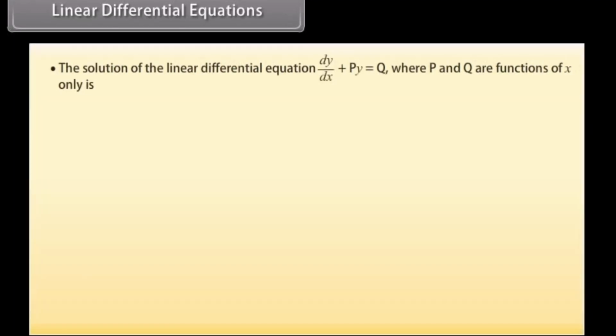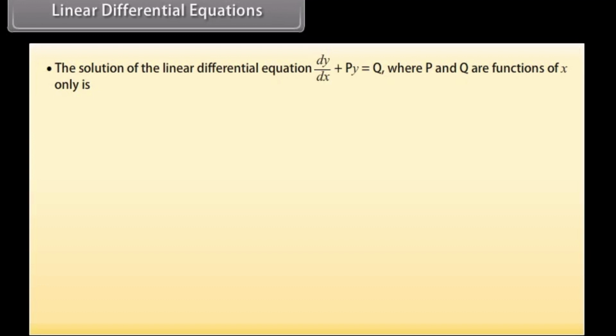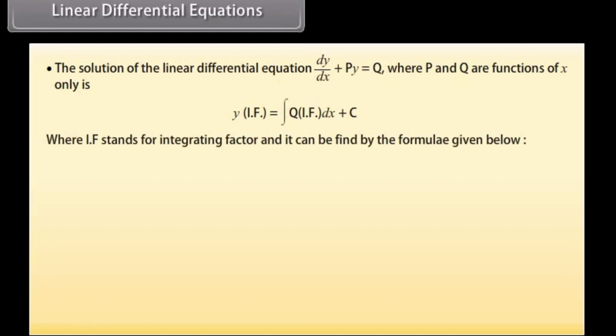Linear differential equations. The solution of the linear differential equation dy/dx + py = q, where p and q are functions of x only, is y × integrating factor = integral of q × integrating factor with respect to x + c, where I.F. stands for integrating factor and it can be found by the formula given below. I.F. = e^(∫p dx).